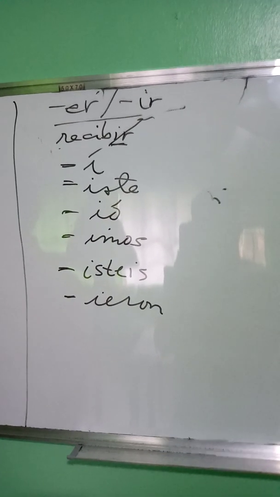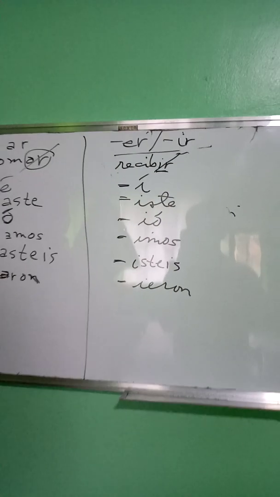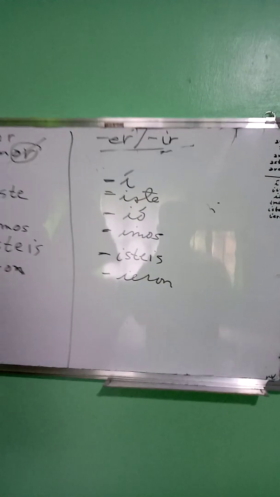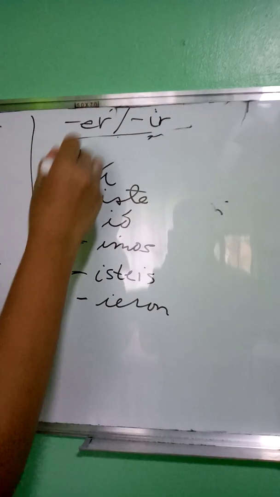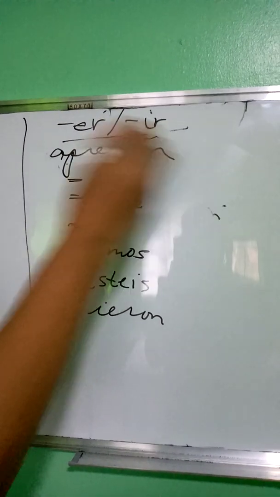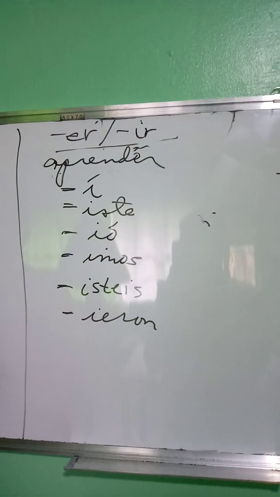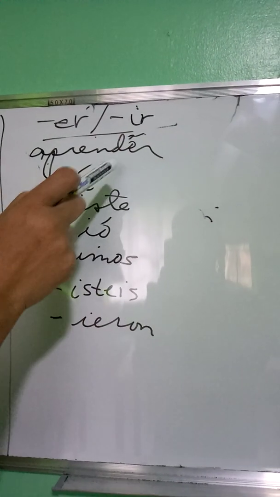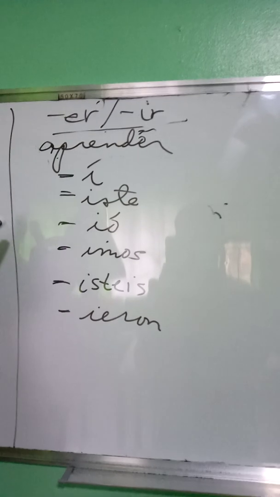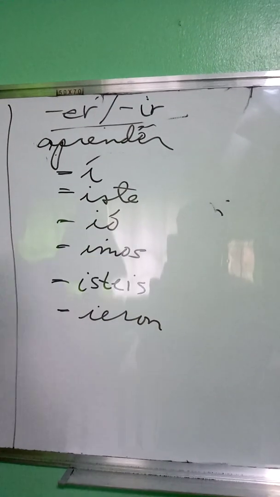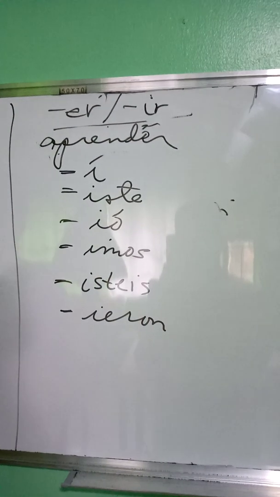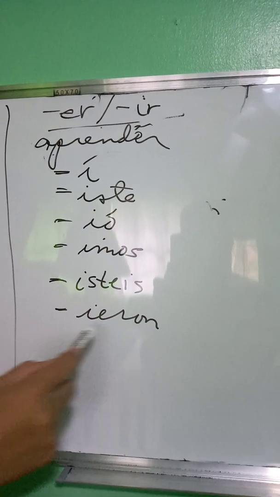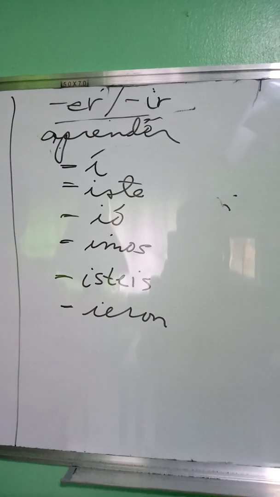You want another example? Well, another example for ER endings would be aprender. Aprender is to learn. Aprender. To learn. Now, so taking the past tense, it would be yo aprendí, tú aprendiste, no? Él, ella, usted aprendió. Then nosotros aprendimos, vosotros aprendisteis. Then finally, ellos, ellas, ustedes aprendieron. Did you get that?